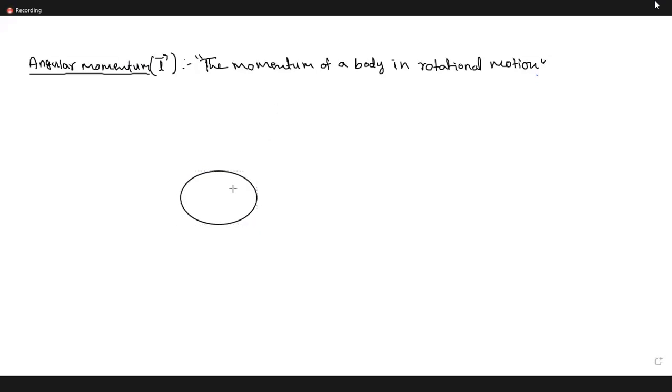So this is the axis of rotation. It is rotating like this. And what is the radius? Suppose the radius is r. The r vector is its position vector.